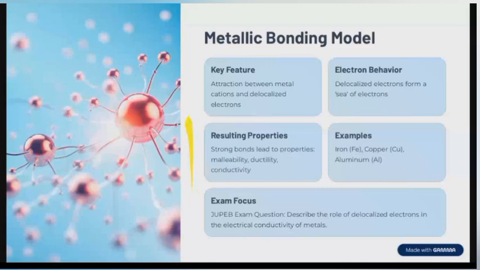This sea of electrons that moves around the atoms leads to the formation of a kind of strong bond known as the metallic bond. This strong bond is responsible for ductility, malleability, and conductivity. Malleability is the ability for metals to be hammered into sheets. Ductility is the ability for them to be drawn into wires.